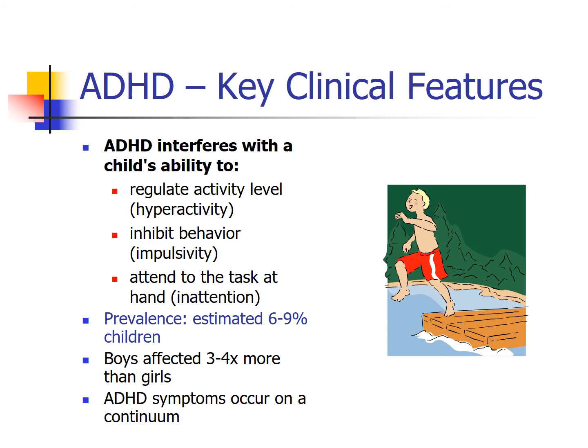So the prevalence is estimated at 6 to 9% of children. Boys are affected 3 to 4 times more than girls. But one of the things that recent research has shown is that girls are often underdiagnosed, whether that's totally accurate or not. And then ADHD symptoms really can occur on a continuum. You can have a child with mild ADHD to a child that has quite severe ADHD, and it really is compromising their life in many different ways.